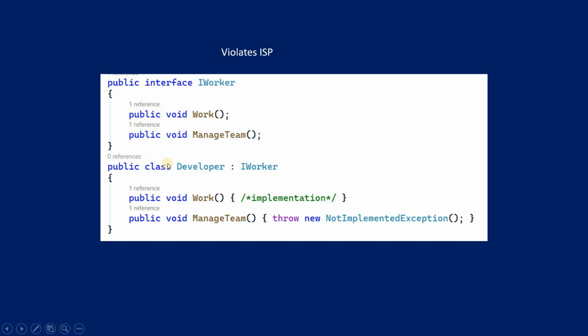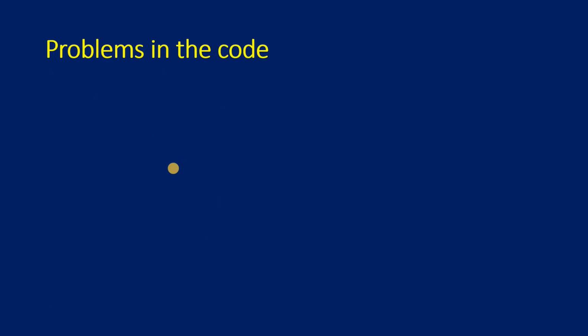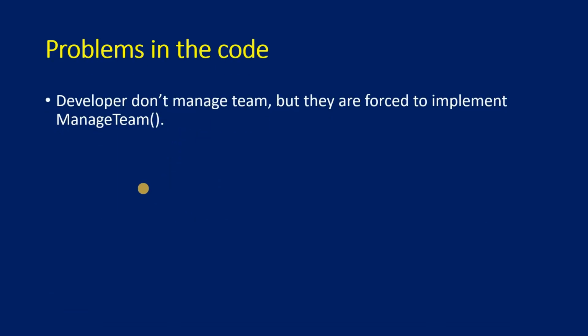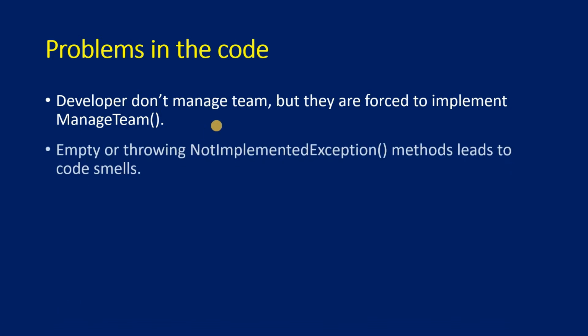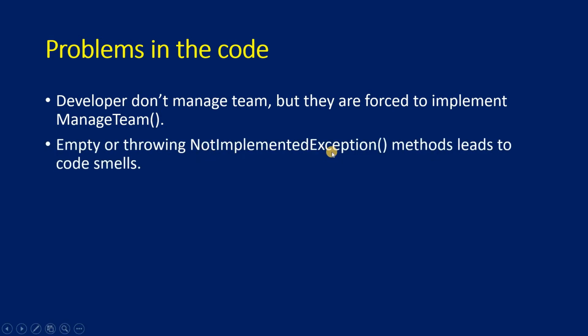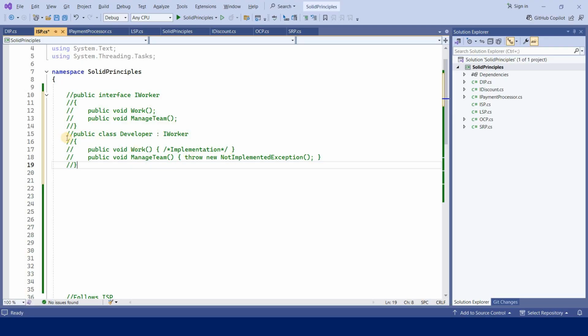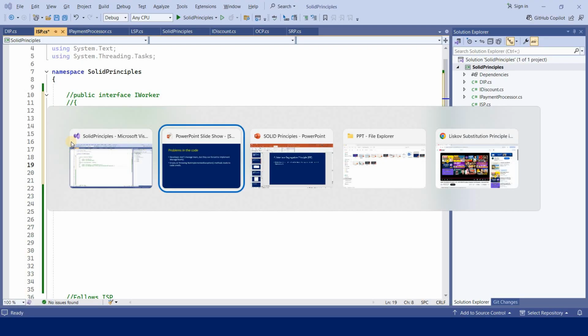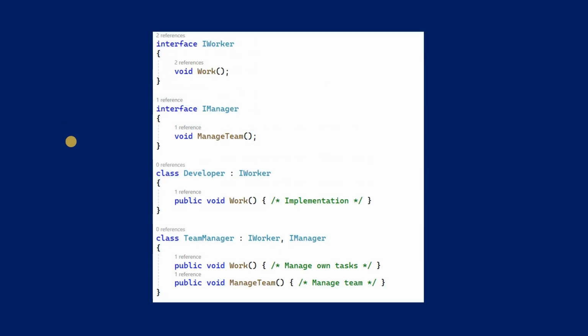As you can see in this slide, it is violating the Interface Segregation Principle. So let's understand what the problem in this code is. Developers don't manage teams, but they are forced to implement the ManageTeam method. As I already discussed, that is one problem. Another problem is that an empty method or throwing a NotImplementedException leads to code smell, so this code will not work as expected. To overcome this, we have to work with the Interface Segregation Principle.